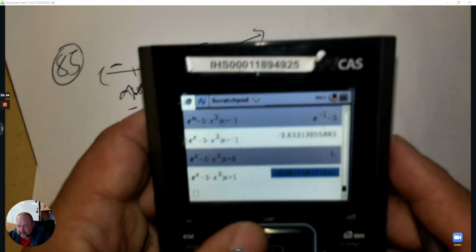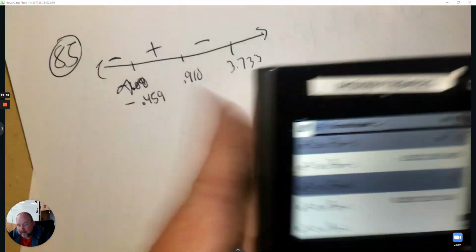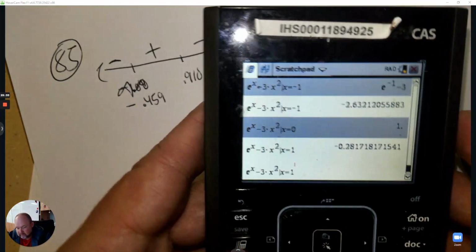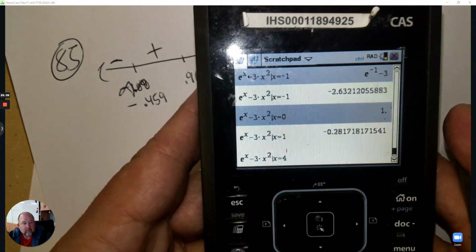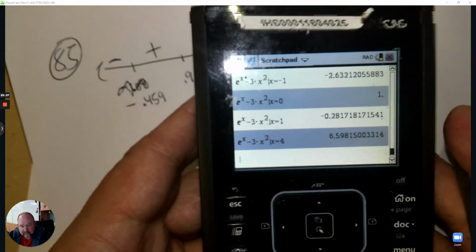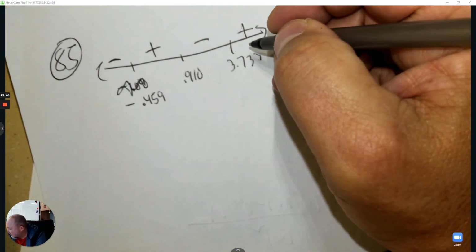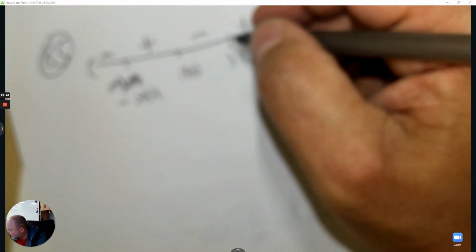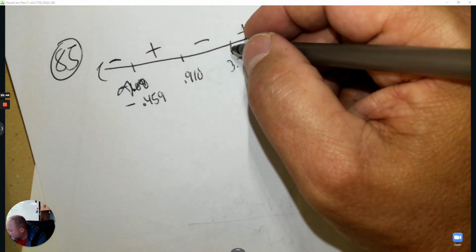And then plug in 4, and you get a positive answer. And the question is, at which of the following does f have a relative maximum?